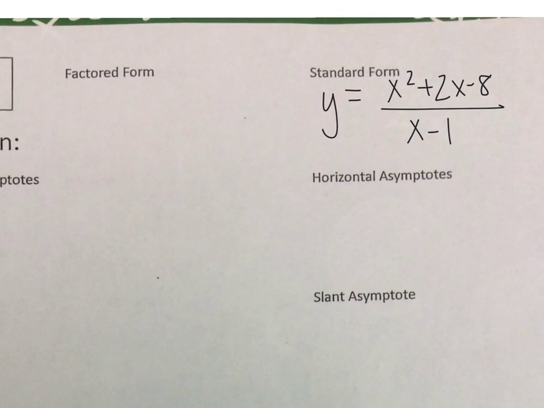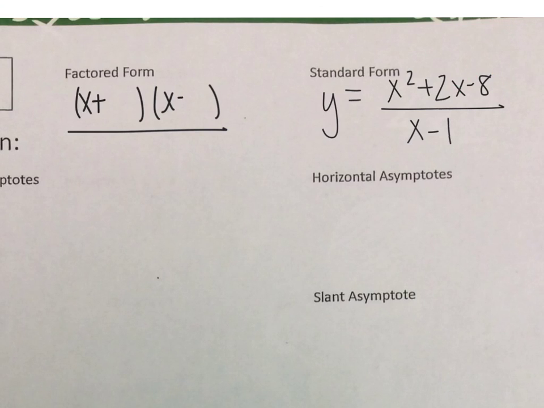So if I want to factor x squared plus 2x minus 8, then I know I need x, and I need two numbers that when I multiply them, they give me negative 8, which tells me one of my numbers should be positive, one should be negative. And when I add those same two numbers, it gives me a positive 2. So my factors end up being x plus 4 and x minus 2, and that's divided by x minus 1.